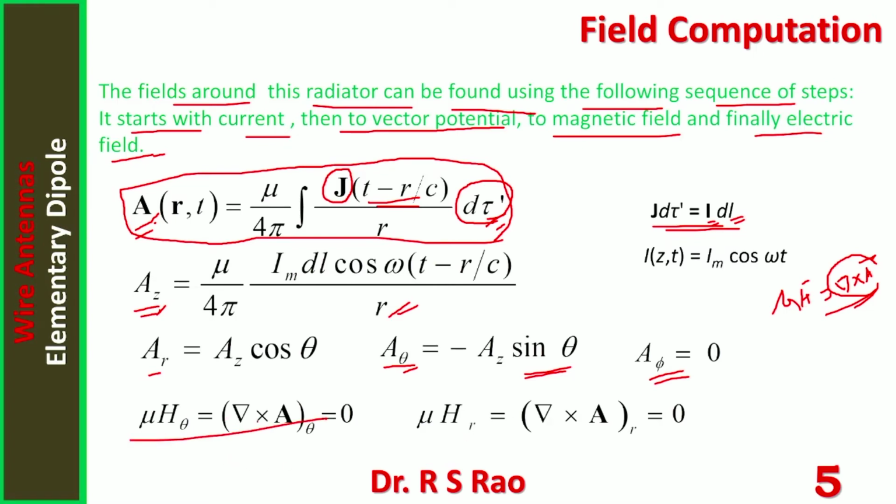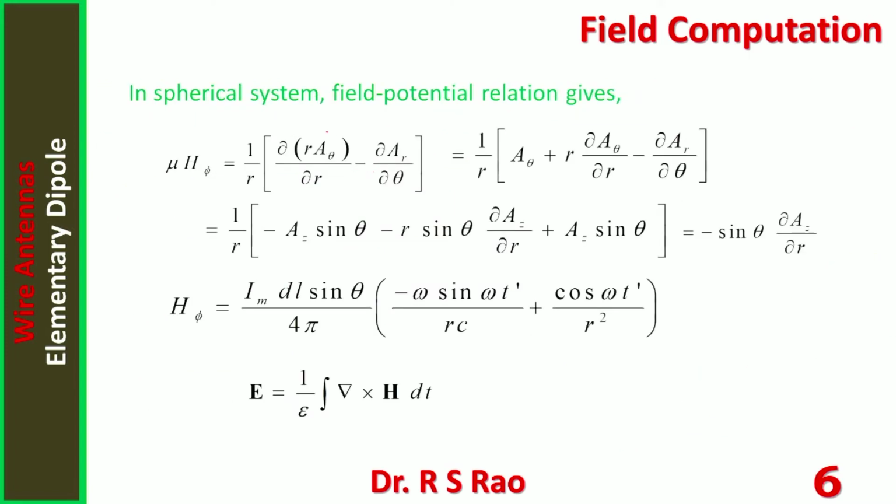Mu H theta is del cross A theta. After computation, one can find it is equal to 0. Mu H r can be found equal to 0. It is del cross A r. Del cross A r can be found 0 after substituting Ar, A theta, A phi in del cross A. So we are left with only one component, the phi component.